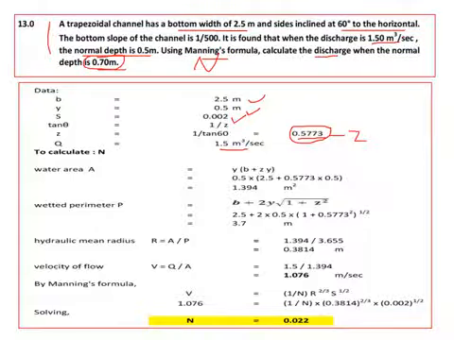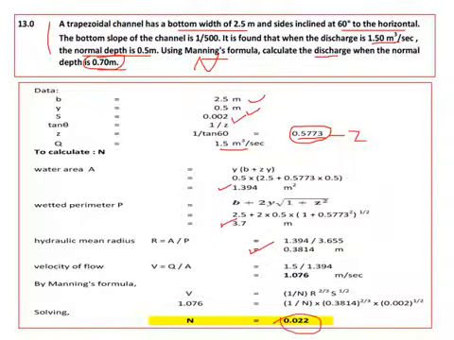So the water area is y into b plus zy. Knowing y, b, and z, we can calculate the water area. Similarly, the wetted perimeter can be calculated, which is b plus 2y into root of 1 plus z square. So r can be calculated as A by P. Then the velocity is Q by the area, because discharge is 1.5 meter cube per second, so dividing by the area we get velocity. Now you can use the formula v is equal to 1 by n r to the power of 2 by 3 s to the power of half. So that gives Manning's constant. Manning's n is 0.022.